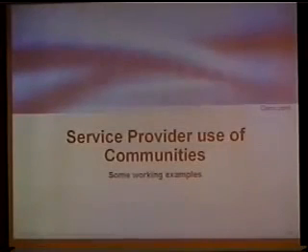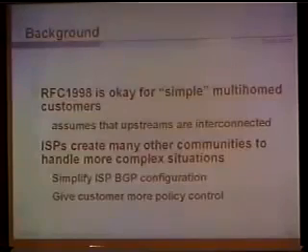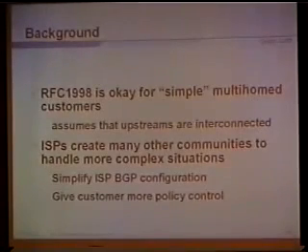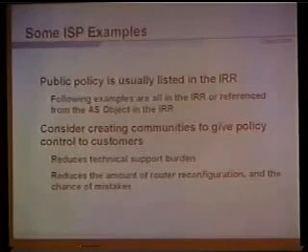Okay, now this one's interesting. Here are some examples I've just simply picked up off the network of what ISPs are doing, what communities are supported. RFC 1998 is okay for simple multi-homed customers. It assumes that the upstreams are interconnected. But it's simple, and there are many, many more complex situations that people try and do. So I'll just jump over this.